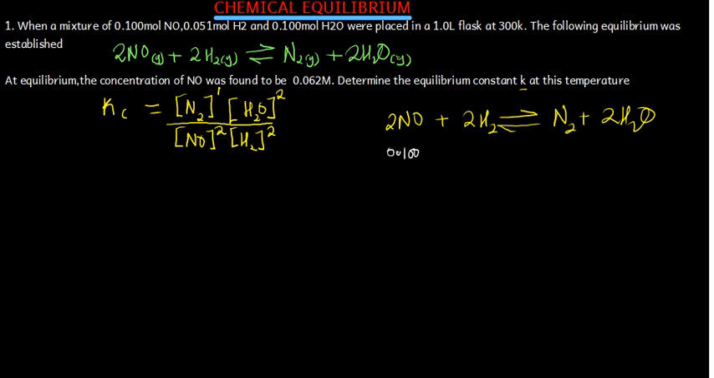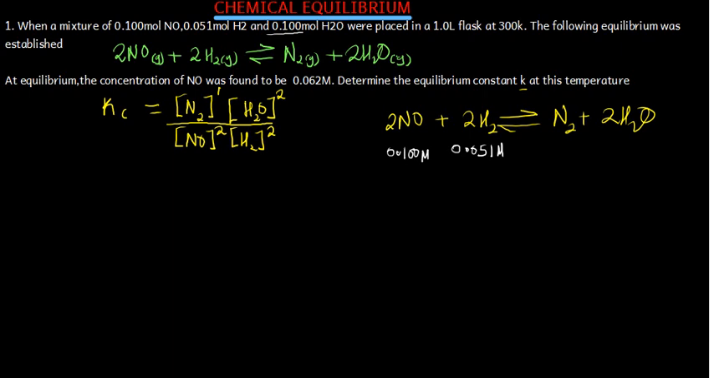0.100. What of hydrogen? The moles of hydrogen, 0.051. So those are going to be also the concentration, isn't it? 0.051. This is in molar because it's concentration we are using. What of nitrogen? We used 0.10 mole of water.